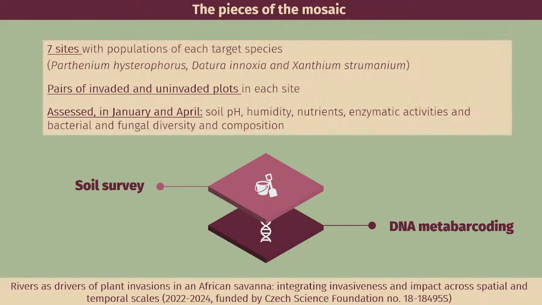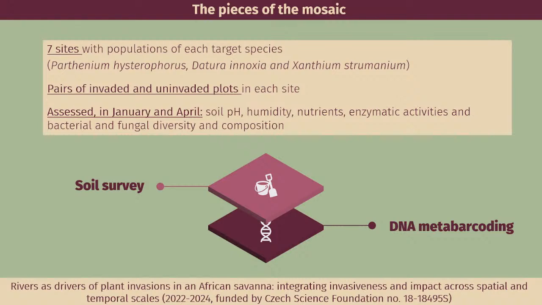So what we did here was to establish 7 sites per species: 7 sites invaded by Parthenium in the south, Xanthium in the central north, and Datura in the north. In each of these 7 sites per species, we established pairs of invaded and uninvaded plots, and in each of these plots, we assessed soil pH, humidity, nutrients, enzymatic activities, and bacterial and fungal diversity and composition.